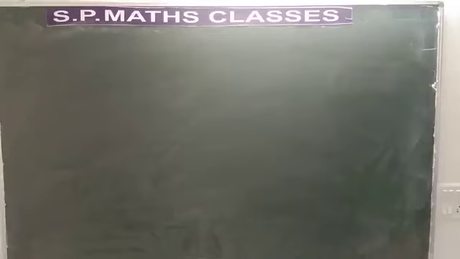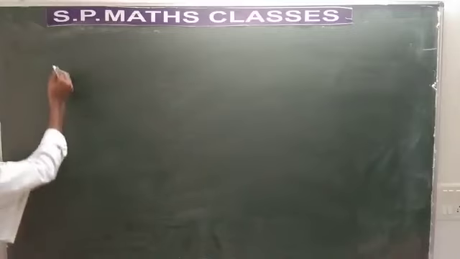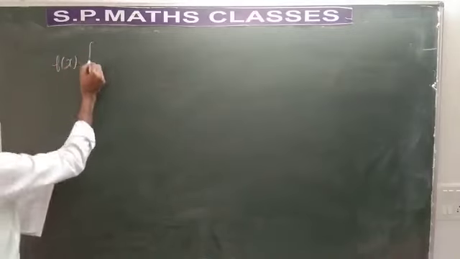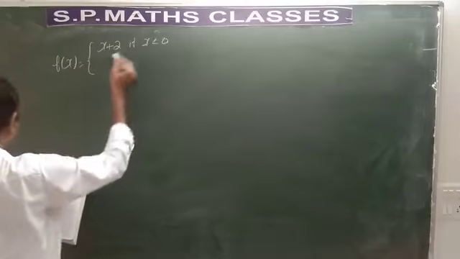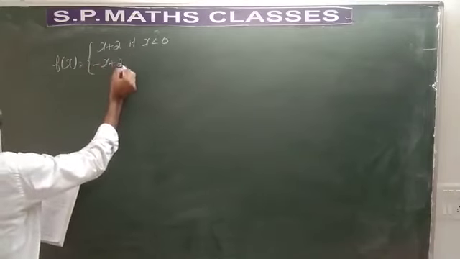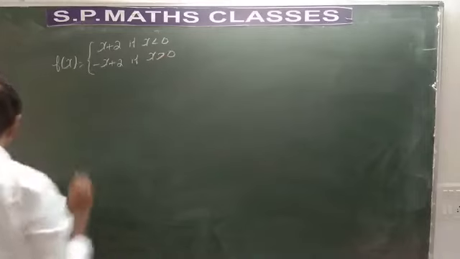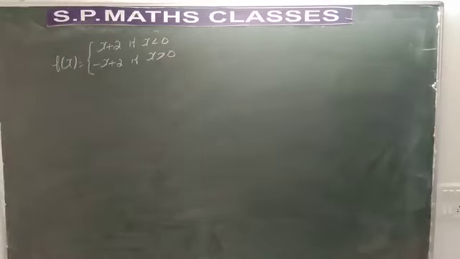It's very simple. Discuss the continuity of the function f of x is equal to x plus 2 if x is less than 0, minus x plus 2 if x is greater than 0. That's what the question is. We need to check whether it is a continuous function or not. So it is given for less than 0 and greater than 0. Let us consider whether f is continuous or not.